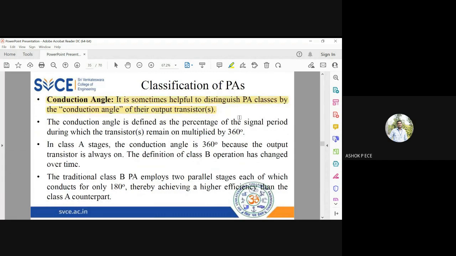The conduction angle says how many degrees the transistor is conducting. For Class A, it is conducting for the entire duration of the input cycle. So the conduction angle is 360 degrees for a Class A power amplifier because the transistor is always turned on. But for Class B, it is on only for one half of the input signal, so the conduction angle is only 180. The transistor is conducting for 180 degrees, and for the other 180, it is not conducting. I am saving the power. When power is saved, efficiency increases. So Class B is more efficient compared to Class A.